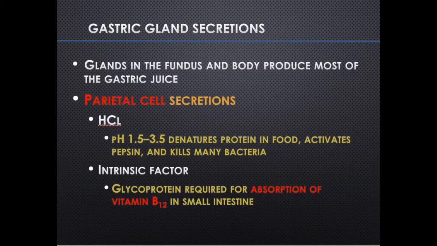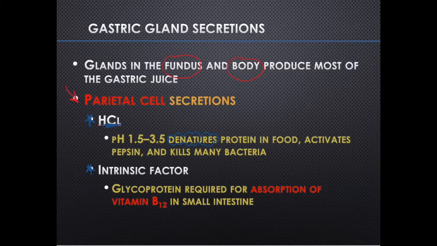So the fundus and the body mucosal cells are going to be producing most of the gastric juice. We have three types of mucosal gastric cells. First one is going to be the parietal cells, and the parietal cells are going to be responsible for the production of the hydrochloric acid and the intrinsic factor. Hydrochloric acid is essential as it will be denaturing the proteins, and this is the first step in the protein digestion.